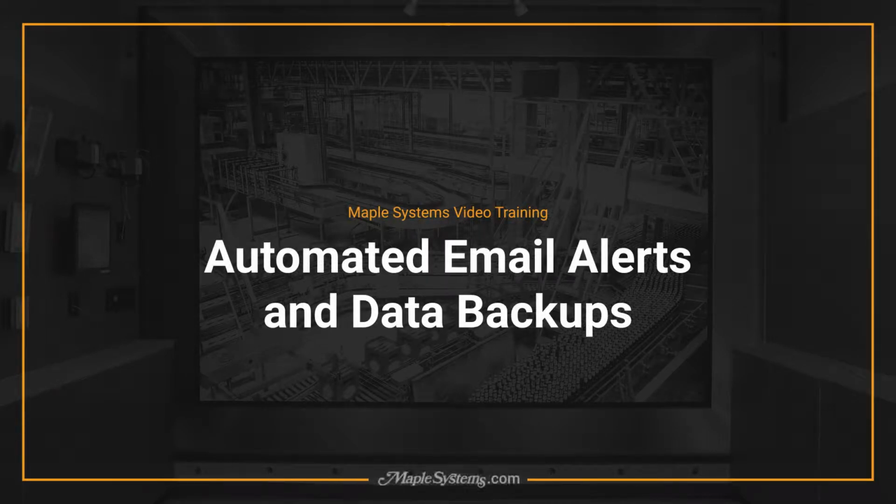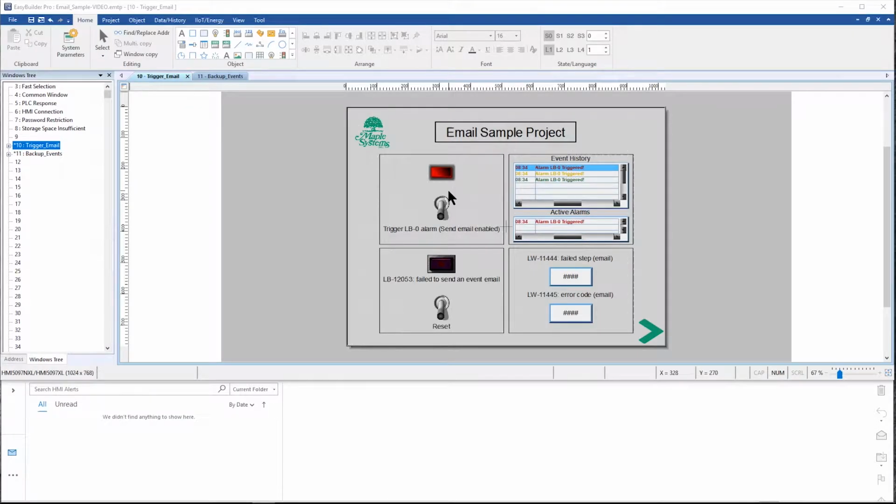In this video, we'll walk you through three different EB Pro features: alarms, automated email alerts, and backing up data over email. In this sample project, we've got an alarm that's triggered with the toggle switch, an active alarm display, and an event history display. When this alarm is toggled, it will send an email out from the HMI.